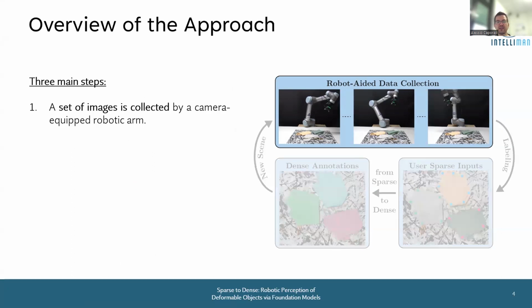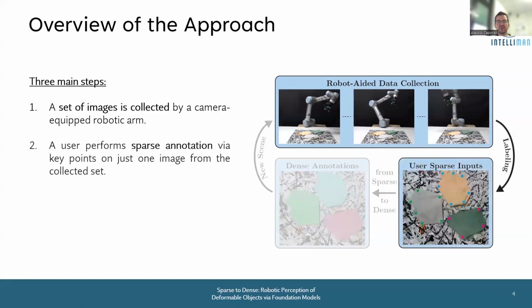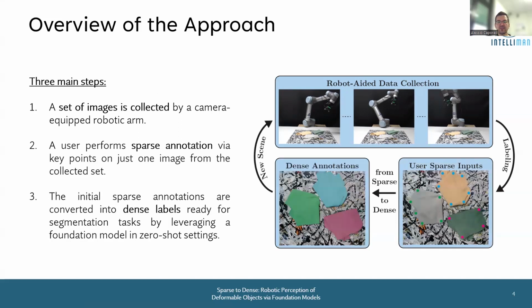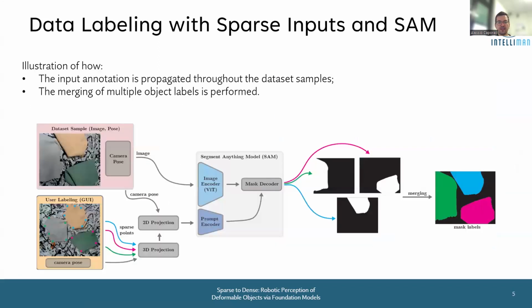The approach consists of three main steps. First, a set of images is collected by the camera-equipped robotic arm. Then, a user performs sparse annotation via key points on just one image from the collected set. And finally, the initial sparse annotations are converted into dense labels ready for segmentation tasks by leveraging a foundation model in zero-shot settings. A detailed view of the pipeline is shown here.